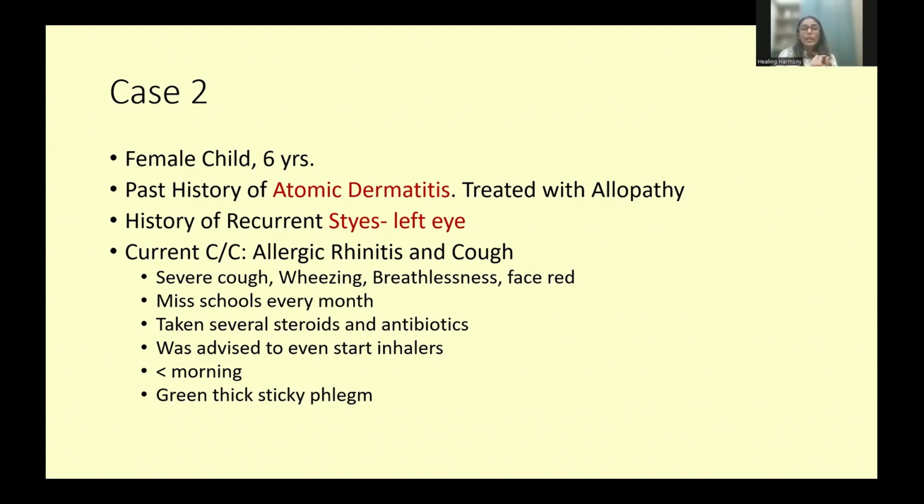of stye. And her main complaint when she came to us was allergic rhinitis, allergic cough. And it was not like once in a while. Every month she will fall sick. She would have to miss her school. The cough would be severe. It will have greenish, thick phlegm. There will be breathlessness. Her face was turning red.